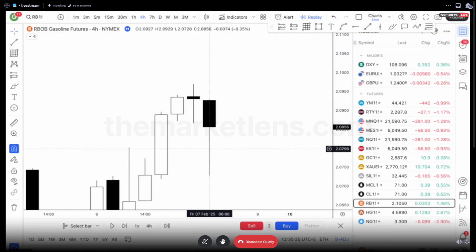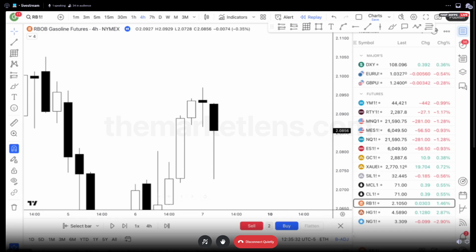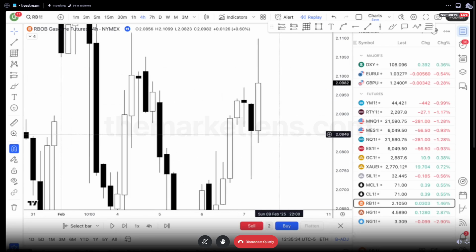So 6 a.m. to 10 a.m., I'm not going to trade within that time window because this candle doesn't support expansion. I have to wait for 10 a.m. Then I can trade the expansion, right?